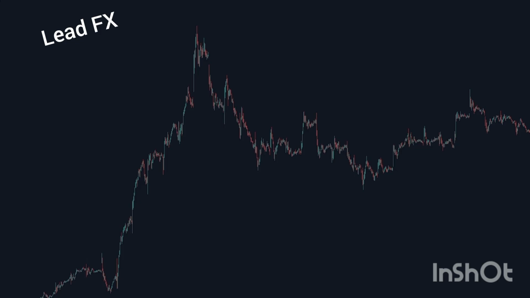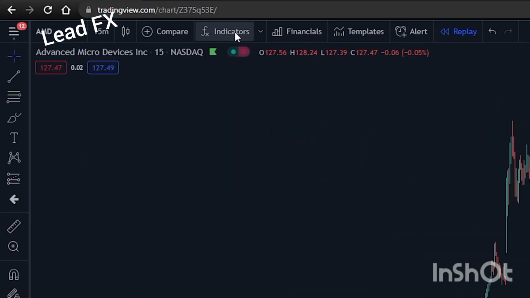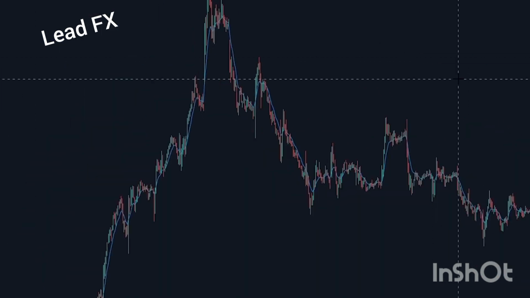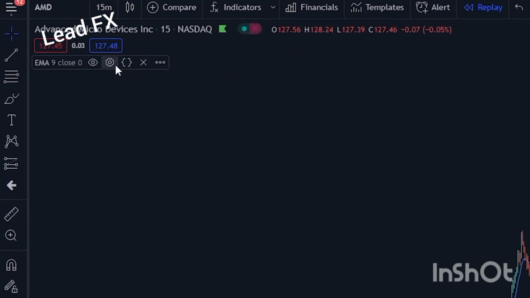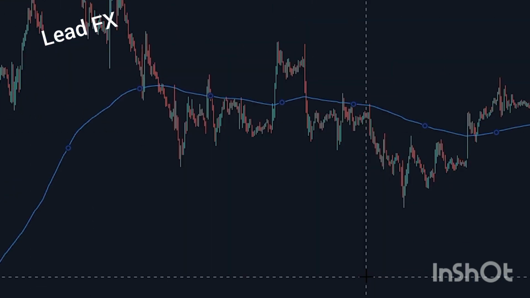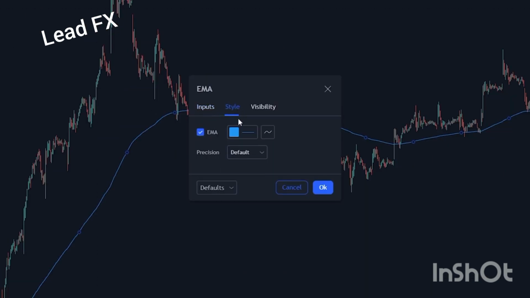Well, it's pretty simple. Just go to TradingView, click the Indicators tab, and type in EMA for Exponential Moving Average. Then go to the settings of the indicator and change the length to 200. This will give us a 200-day moving average. I'm also going to change my line to red just so you can see it better, but this is optional.